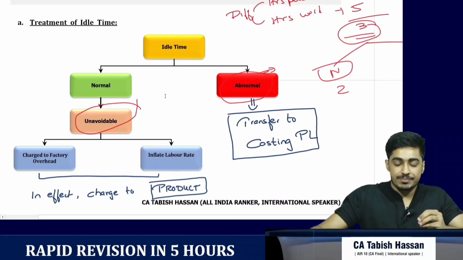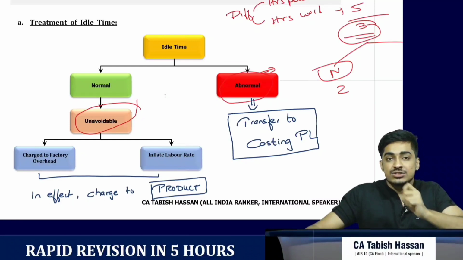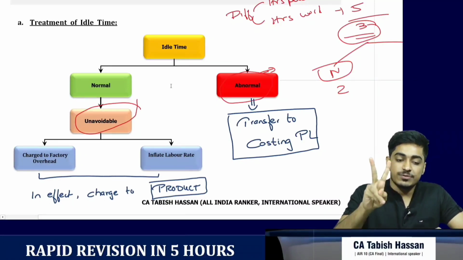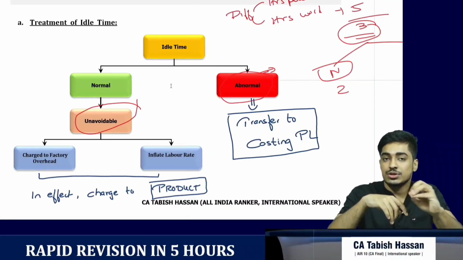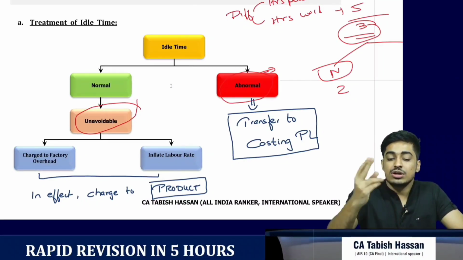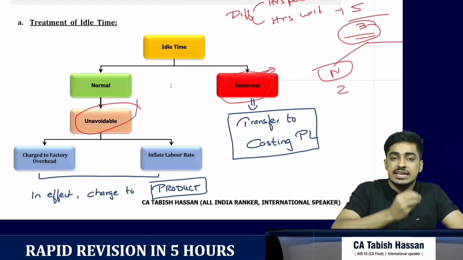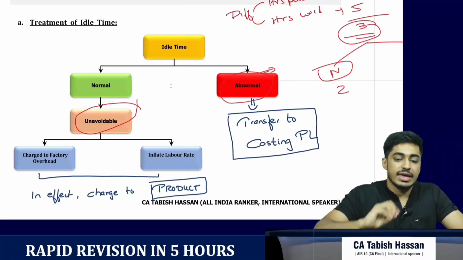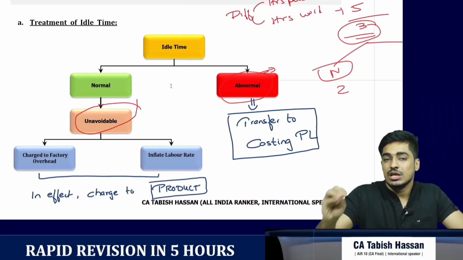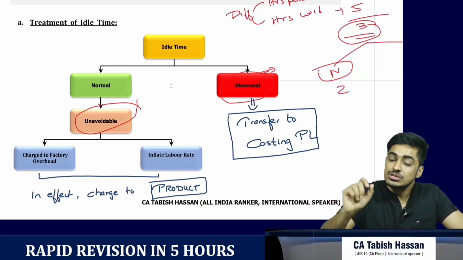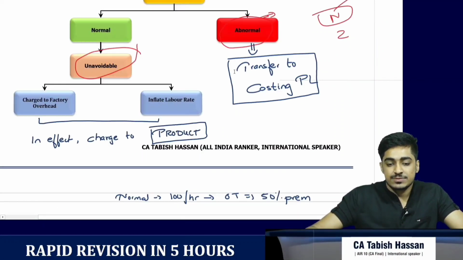So the labor cost for the normal idle time would be charged to the product. How do we charge it to the product? We have 2 different methods. First, we charge the amount to factory overheads. Whatever is the labor cost for the normal idle time, we add it in the overheads. Or second, we inflate the labor rate. And abnormal idle time, how do we treat this? We have a rule of costing. Anything abnormal will not be charged to the cost object, so we always transfer it to costing P&L. So the abnormal idle time will be transferred to costing P&L.